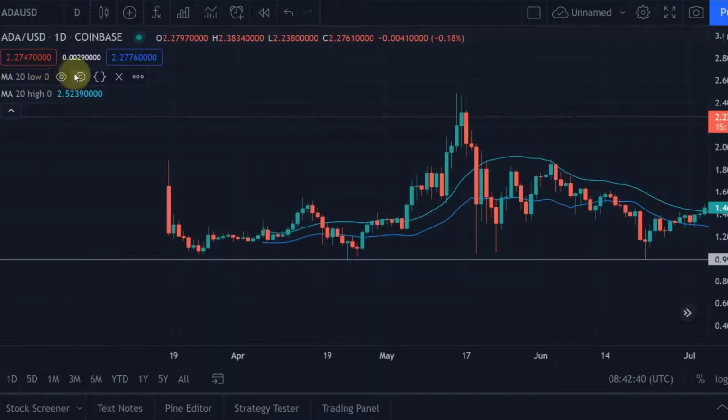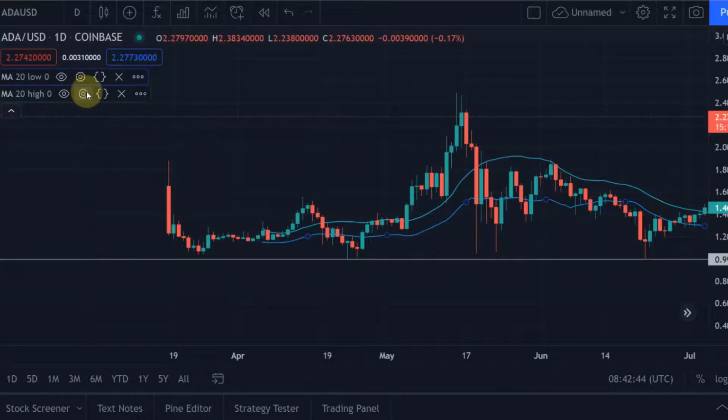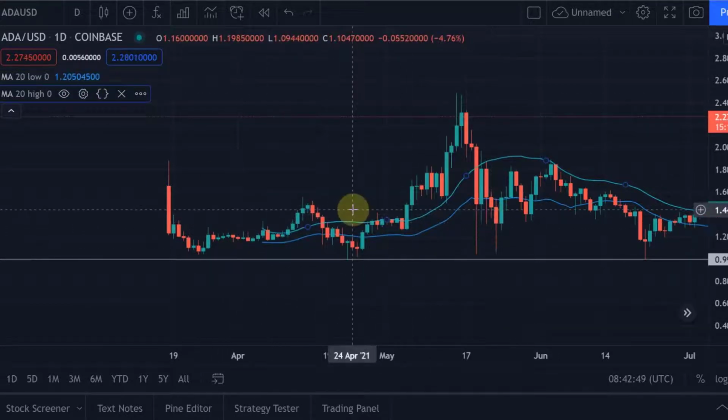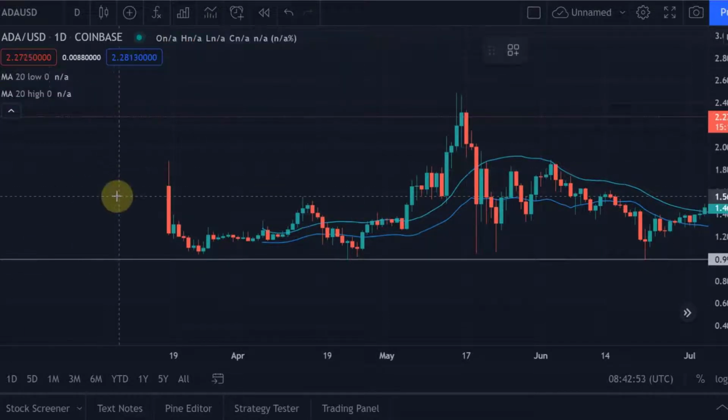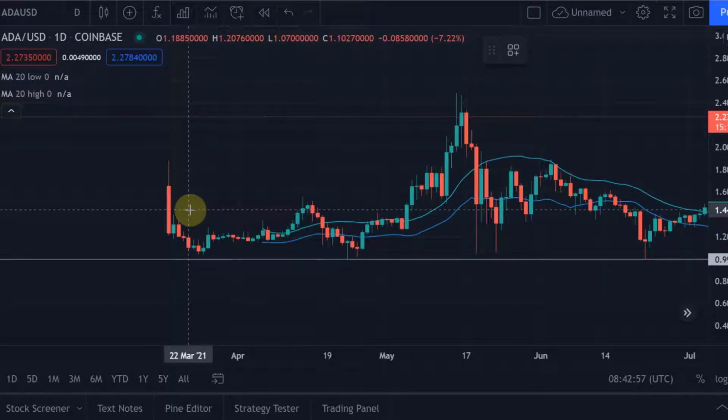And then for one of them, I click on here, I select the source low, and for the other one, I select high as the source, which then creates a channel. So to enter trades then, I generally try to identify a pattern. So on this chart here, which is the cryptocurrency Cardano, and this is a daily chart, it works on different time frames, but for the example here, I use the daily.